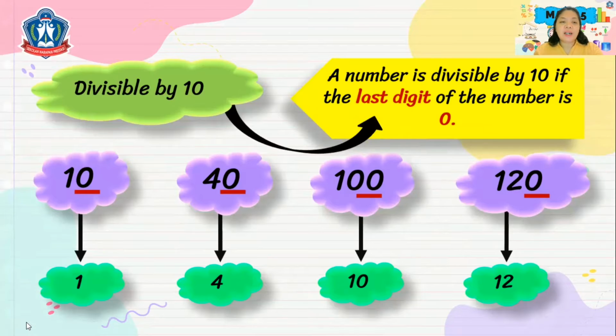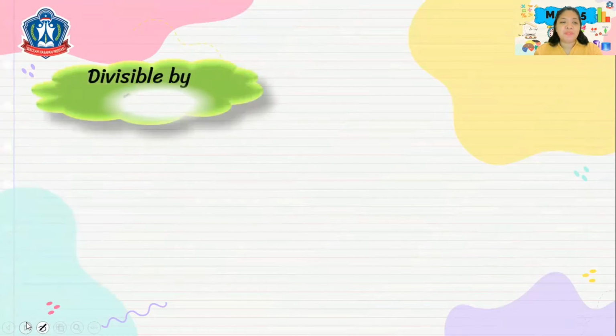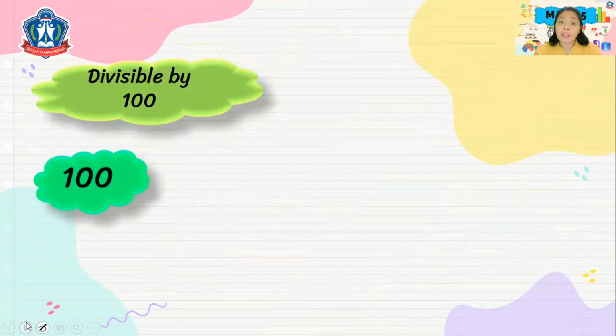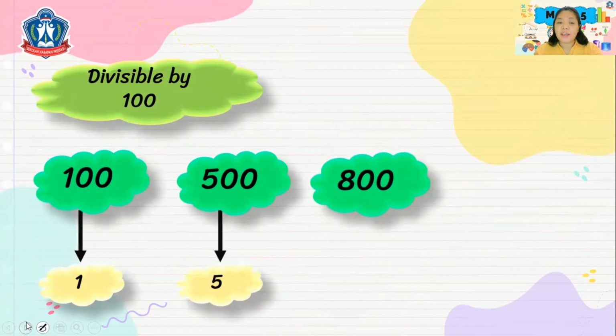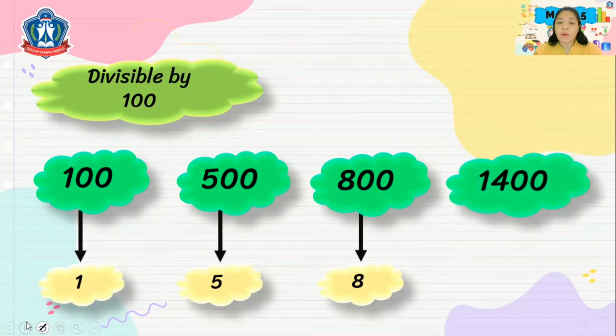Okay, let's go to numbers that are divisible by 100. For example, 100 divided by 100 will give us 1. 500 divided by 100 is 5. 800 divided by 100 is 8. And if we have 1,400 divided by 100, it will give us 14.